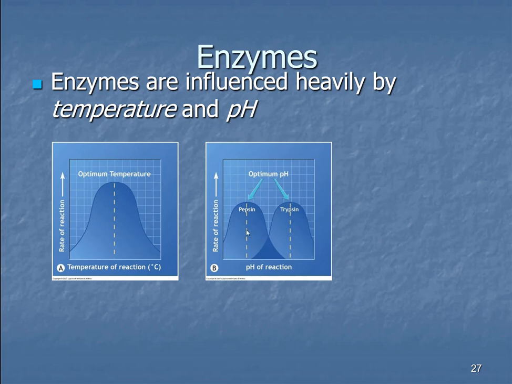Same with pH. Each enzyme works at an optimal pH. Depending on the enzyme in the body, they have different optimal pHs. You can see these are two different enzymes, and they each have an optimal pH. But if that pH drops a little bit, the enzyme doesn't work as well. If the pH goes up too much, the enzyme doesn't work as well. So you need to have an optimal pH for enzymes to function adequately.